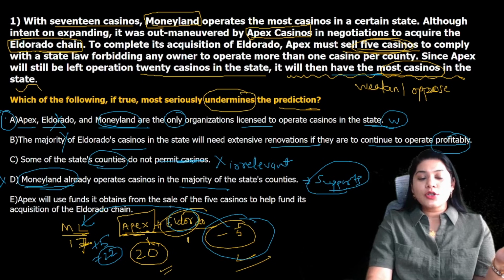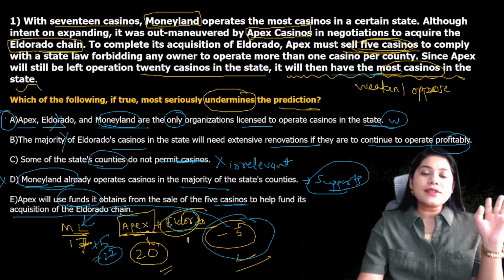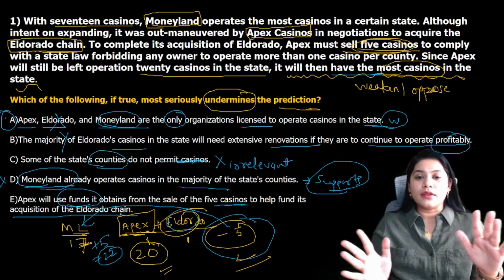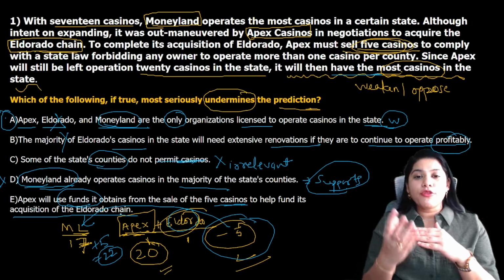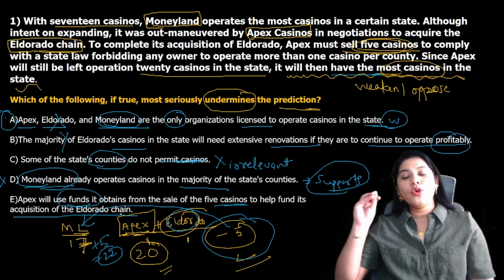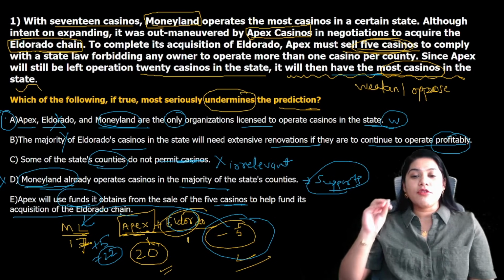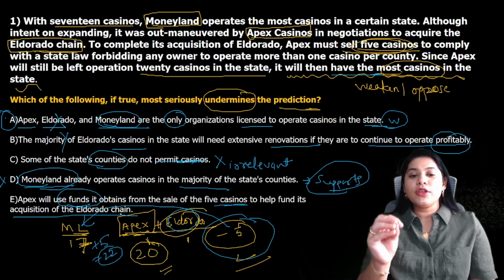Apex will use funds it obtains from the sale to fund its acquisition. So then it will acquire properly and legally. Whatever it does afterwards with the money doesn't matter. Who has the most casinos? That's the question. Who has the most money, what they're doing with the money, who is profitable, who is in loss is not the topic. Who has the most casinos is the question. We have to find a company that has more than Apex. The number of casinos should be more than Apex. That we can prove only with the information given in option A.